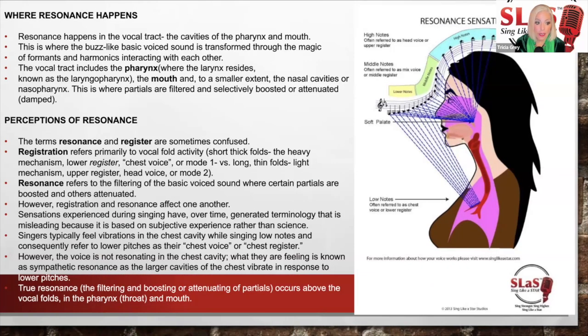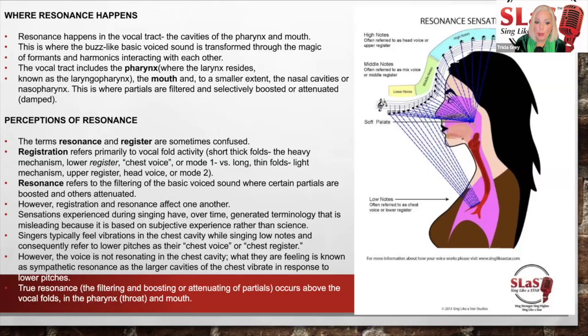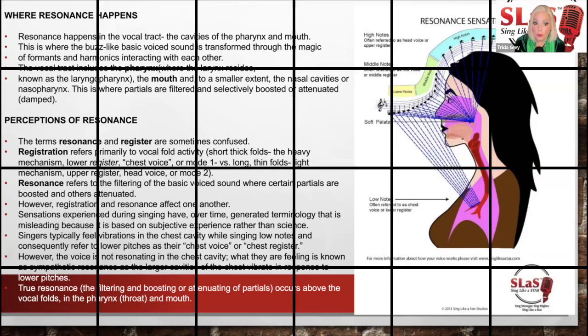Perceptions of resonance. The terms resonance and register are sometimes confused. Registration refers primarily to vocal fold activity, that is, short, thick folds, which is the heavy mechanism, the lower register chest voice, also called mode 1, versus the long, thin folds, that is, the light mechanism, upper register head voice, or mode 2.